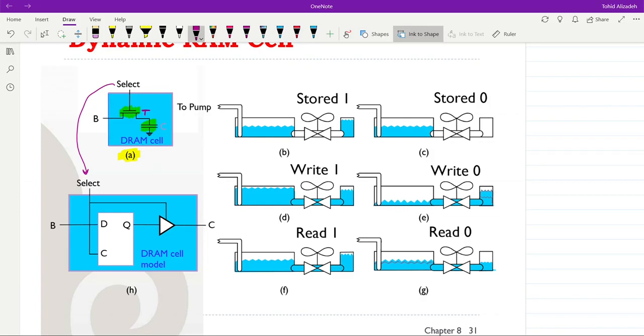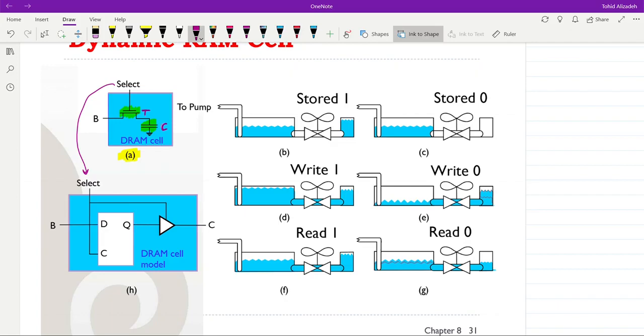So you can also see the analogy here. B is the data line, the data that we want to store in the memory cell in the form of 0 or 1. And C will be the actual data which is stored in the dynamic RAM cell.